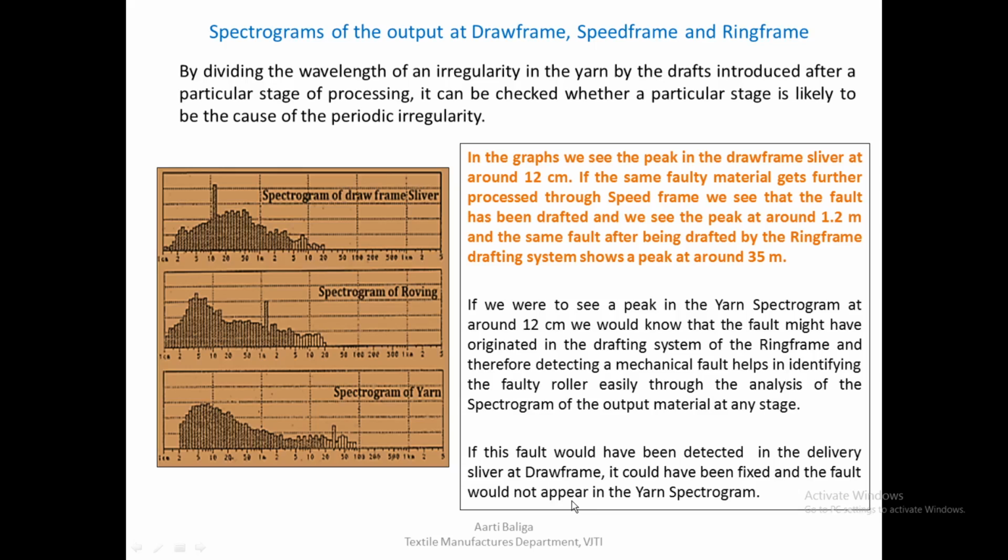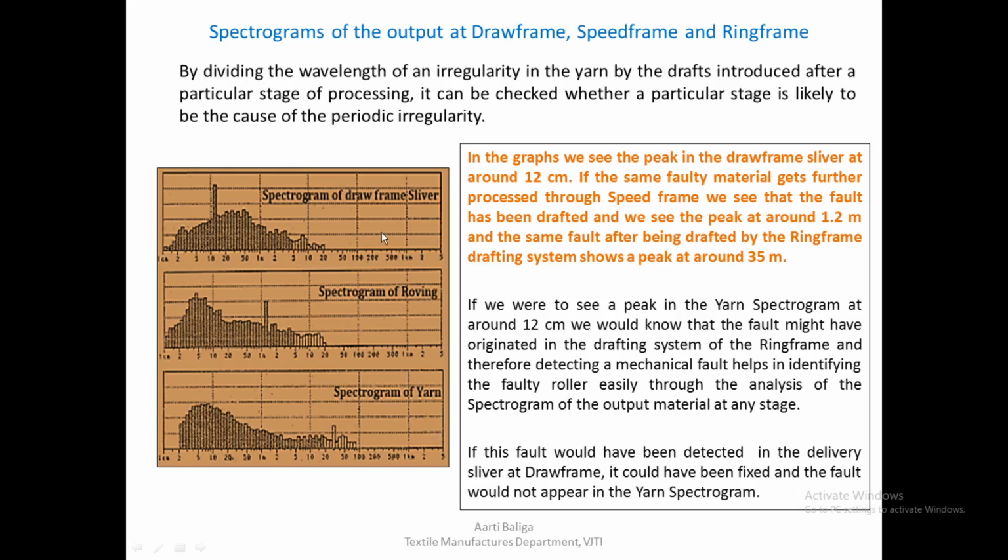So now let us look at another scenario where this fault, if it had been detected in the delivery sliver at draw frame, could have been fixed. Now, for example, instead of the same material going through speed frame and ring frame and then giving a faulty yarn, which would lead to a faulty fabric or would affect the appearance of the fabric at the end, suppose I were to identify this particular fault at this stage itself. I would have checked the draw frame sliver, got the spectrogram, and then fixed the faulty roller at this stage itself. So I wouldn't have gone through these two stages and got a faulty yarn.